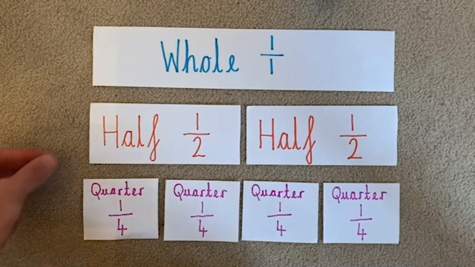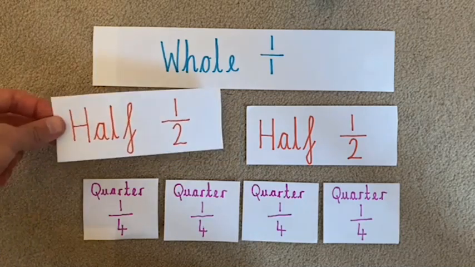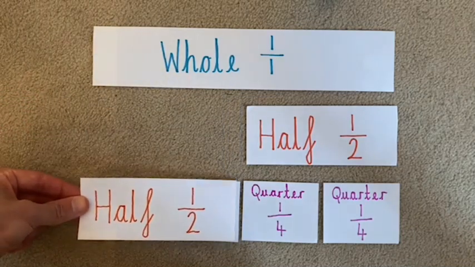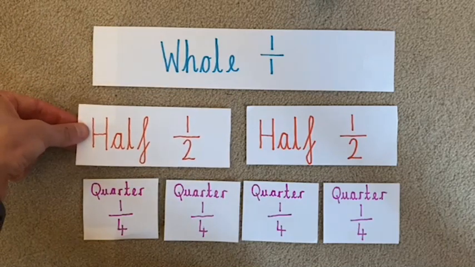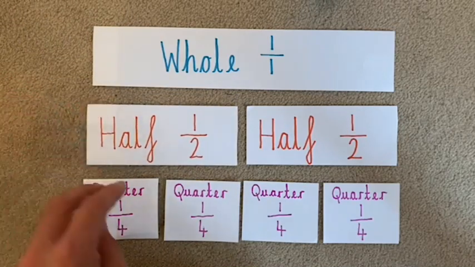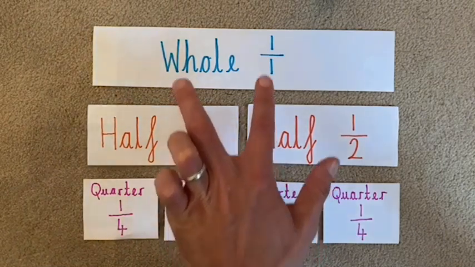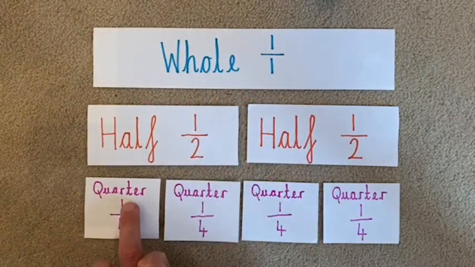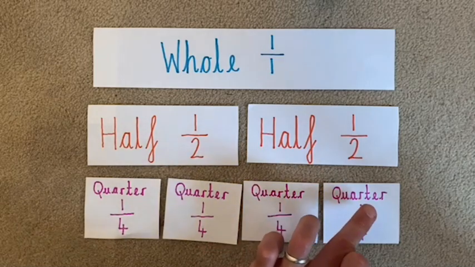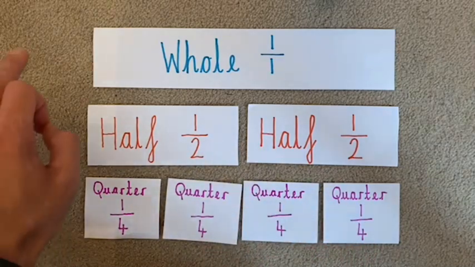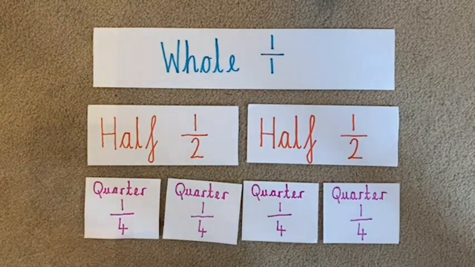So I can see 1/2 is the same as 2 quarters. Most importantly, what I can recognise, 2 halves make a whole, and 1, 2, 3, 4 quarters also make a whole. So feel free to explore the fraction chart in your own time, being able to recognise the different amounts, different sizes of fractions. But what I'm going to do now is talk through the second part of the session for you.